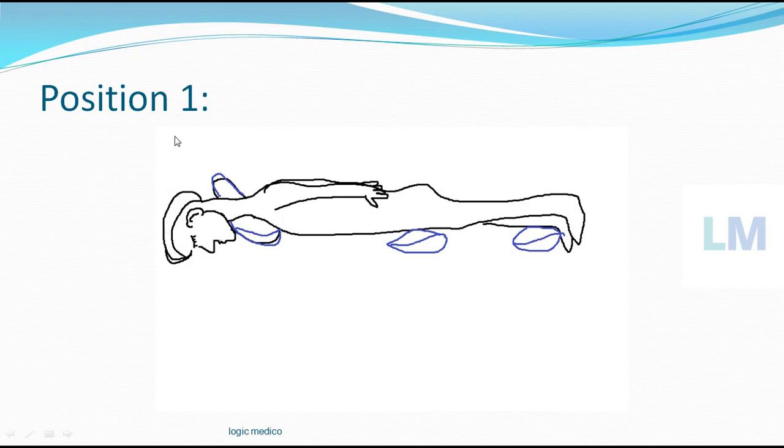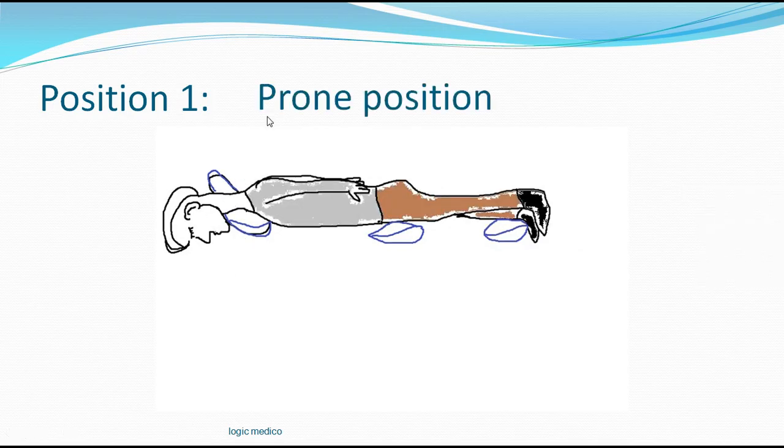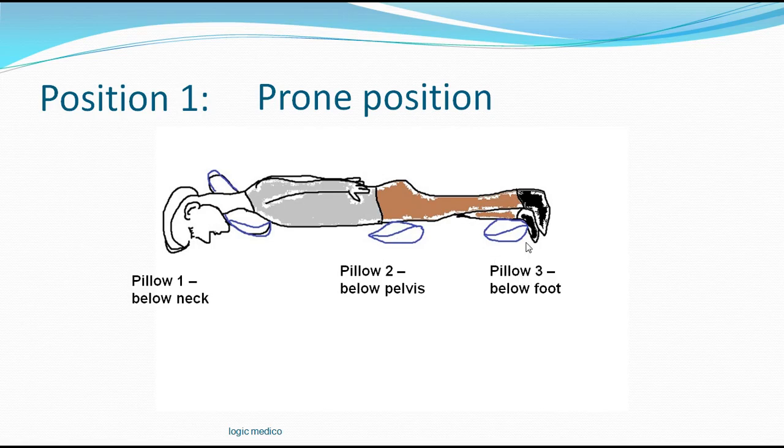So this is the first position. Each position you have to maintain for 30 minutes, and you have to rotate this position. Three main positions I will tell you. So position number one is the prone position. It's a major position in which the first pillow has to be placed below the neck, the second pillow below the pelvis, and the third pillow below the foot or the feet. So this first pillow below the neck, so that the windpipe or the trachea is kept without getting kinked or bent. It will be straight, so better ventilation will be there.